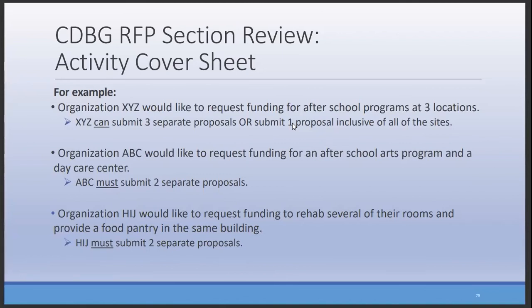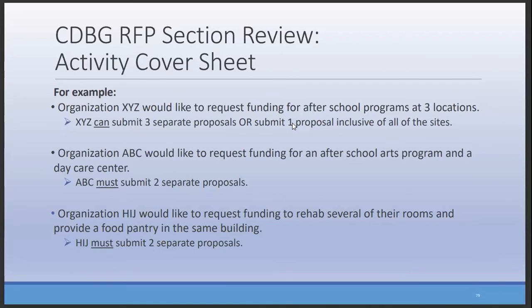Another organization would like to request funding for an after-school arts program and a daycare center. In this example, the after-school program and the daycare center are public services serving youth. However, these activities are distinct because each provides a different kind of programming. They both actually have 2 separate matrix codes. As such, the organization must submit 2 separate proposals.